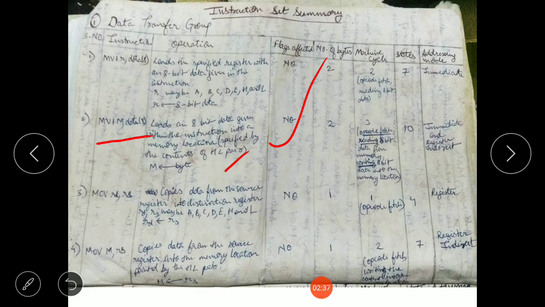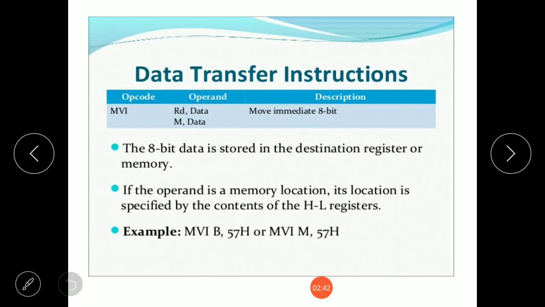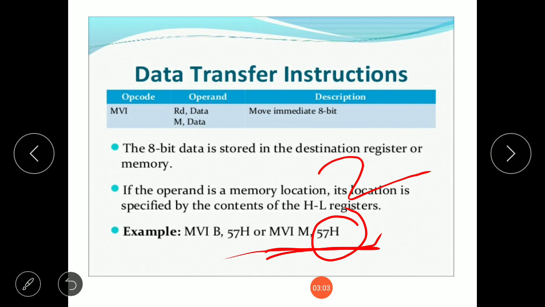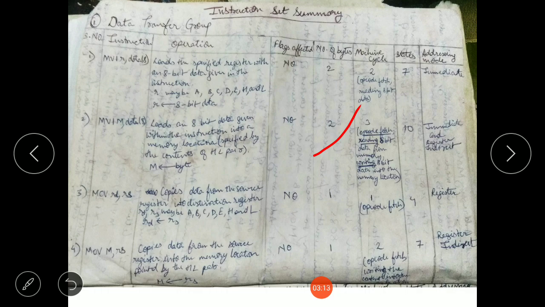Now number of bytes involved. As I have told you, to calculate the number of bytes you need to see how many hexadecimal numbers are mentioned in the instruction. As you can see in the instruction MVI M 8-bit data, only a 1-byte hexadecimal number is mentioned in the instruction. So the total bytes of the instruction will be 2 bytes. Why 2 bytes? 1 byte will be the opcode of this instruction and the second byte is the 8-bit data mentioned in the instruction. So the whole instruction is of 2 bytes.